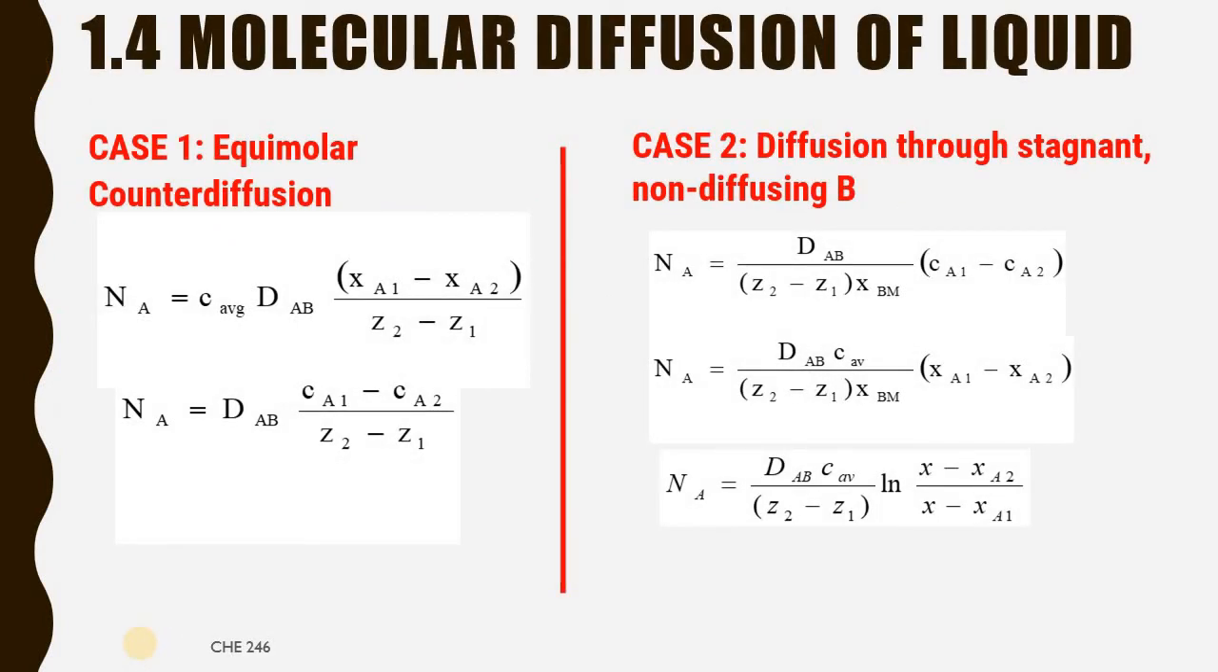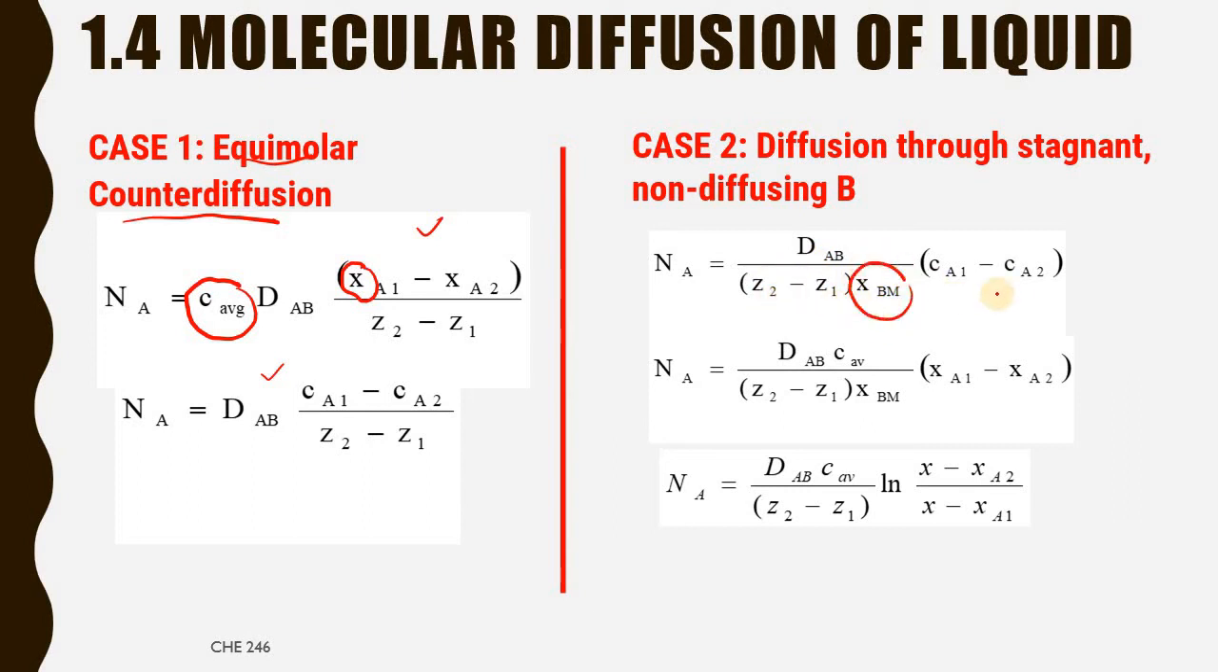So for molecular diffusion of liquid, for equimolar counter diffusion we will use the C average, this one, DAB, CA1 minus CA2. This is from Fick's law. If we want to change to the X term, molar fraction, we will add the C average term here. So there will be two equations for molecular diffusion in liquid. For diffusion through stagnant non-diffusing B, NA is equal to DAB over Z2 minus Z1 XBM.